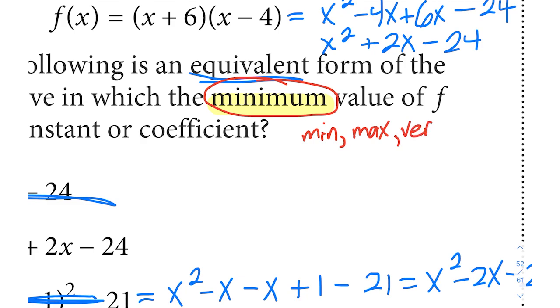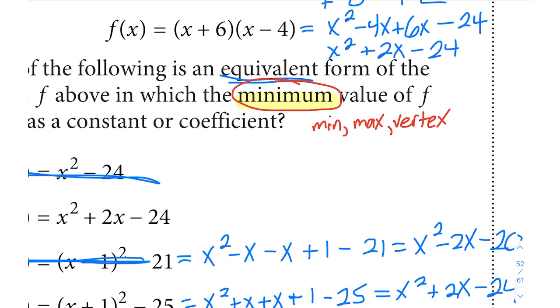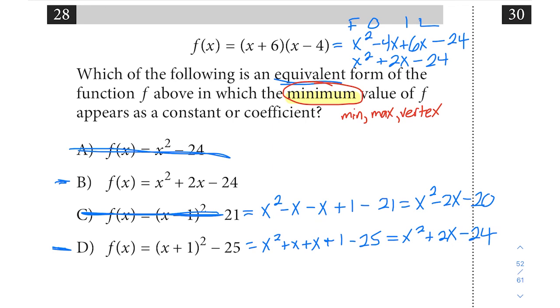When they say minimum, and you'll see the wording for either minimum, maximum, or vertex. If you see any of those keywords, when they're asking you to come up with a particular form of a quadratic equation or a function where you see x squared terms, you want to think vertex form. And our vertex form is y equals a times x minus h quantity squared plus k.